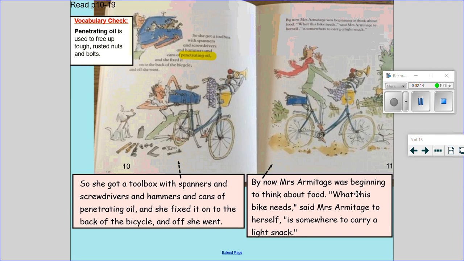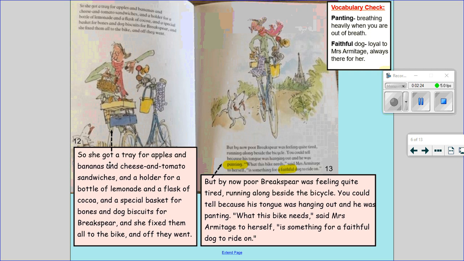By now, Mrs. Armitage was beginning to think about food. What this bike needs, said Mrs. Armitage to herself, is somewhere to carry a light snack. So she got a tray for apples and bananas and cheese and tomato sandwiches, and a holder for a bottle of lemonade and a flask of cocoa, and a special basket for bones and dog biscuits for Breakspear, and she fixed them all to the bike, and off they went. Sounds like a great snack.